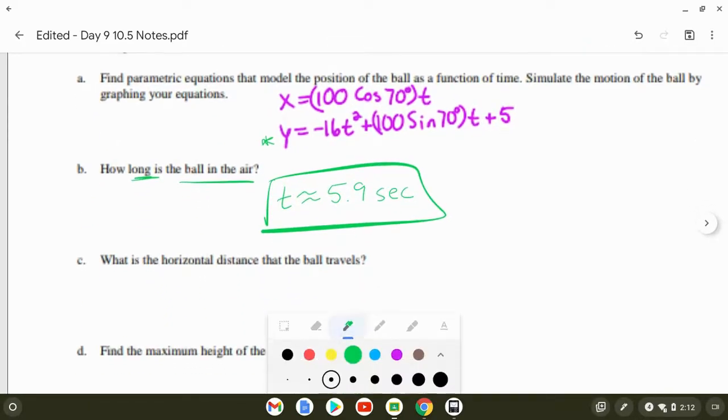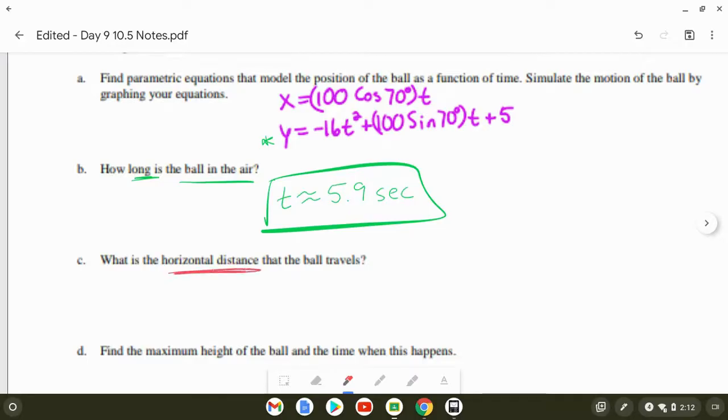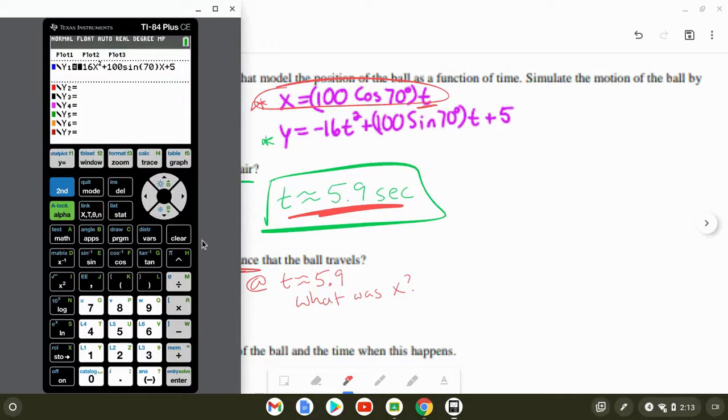Taking a look at the horizontal distance. So now, notice for this one, the horizontal distance, how long did it travel? So how horizontally did it travel? Well, the ball hit the ground 5.9 seconds later. So we want to know on our horizontal graph, at time 5.9, at t is 5.9, what was our x value? So we're going to go with this graph, and we're going to have to plug that one in. So 100 cosine 70 t, graph it, and we want to know at 5.9.